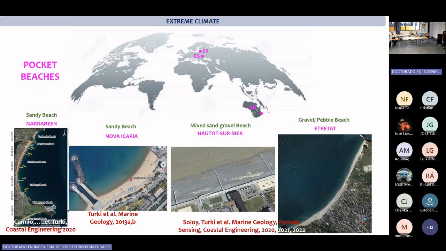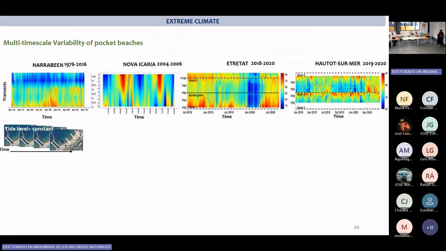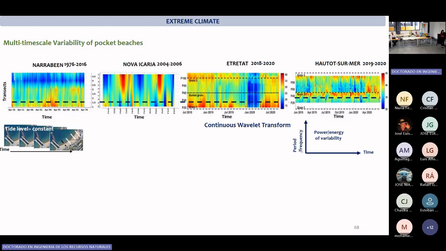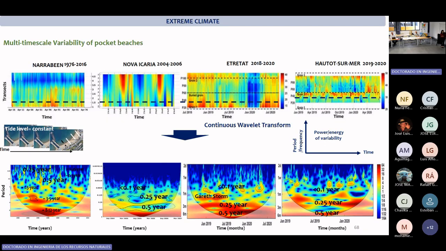in Bulgaria, in Barcelona, in Normandy, and we have looked at the different oscillations and how such oscillations have impacted the beach. So I take here many examples like Narrabeen, Bulgaria, Etretat in Normandy, and we have used continuous wavelets. As I told you, we have the time and we have the frequency or period, and it depends on the length of the time series. Of course, we have a lot of data in Narrabeen.